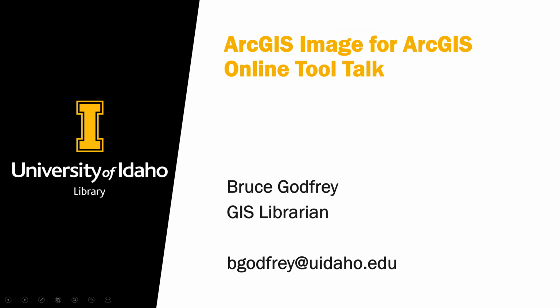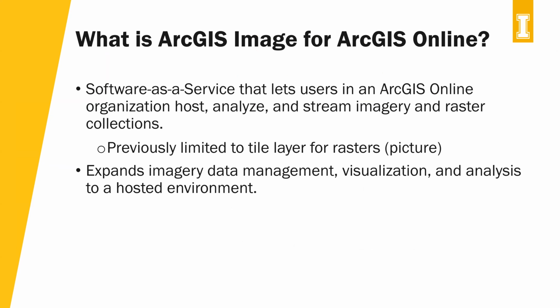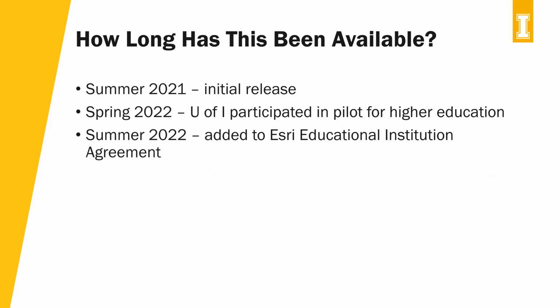Okay, so ArcGIS Image for ArcGIS Online. This is a product that's software as a service. Within ArcGIS Online, it gives us the ability now to host, analyze, and stream imagery. Prior to this, for raster data, you could really only share a picture as a tile layer. So this really expands the environment for ArcGIS Online towards hosting rasters and visualizing and analyzing within that environment. So it's a significant change and addition to ArcGIS Online.